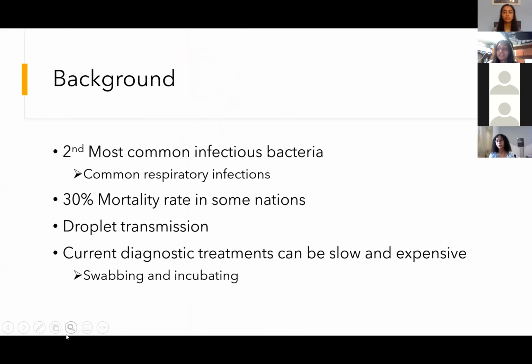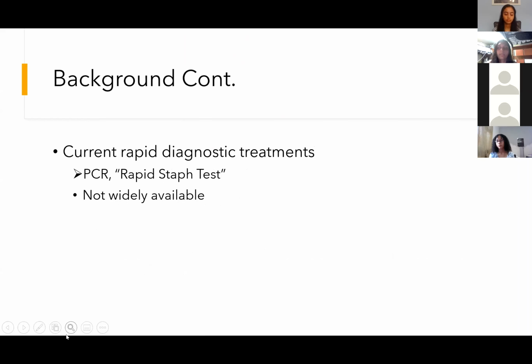The current diagnostic procedures, such as swabbing and then incubating the bacteria, can take up to 48 hours and could cost hundreds of dollars to the patient, creating a need for rapid, low-cost diagnostic options. There are some current rapid diagnostic treatments, such as polymerase chain reaction and rapid staph test.